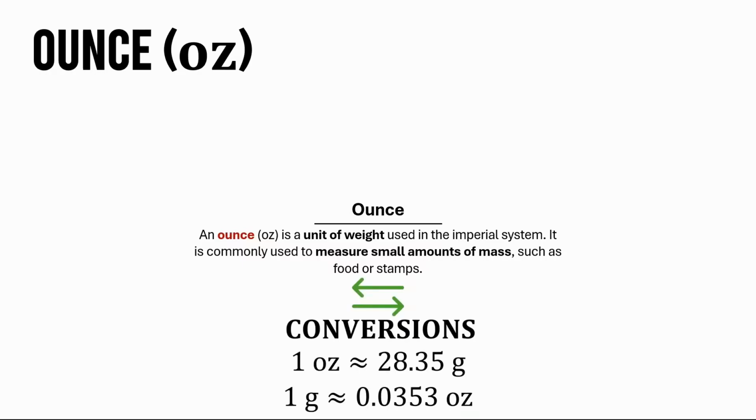Conversions. 1 ounce is approximately 28.35 grams. 1 gram is approximately 0.0353 ounces.